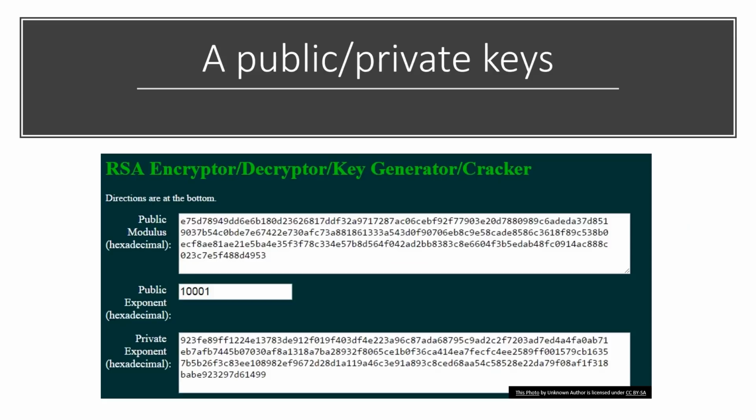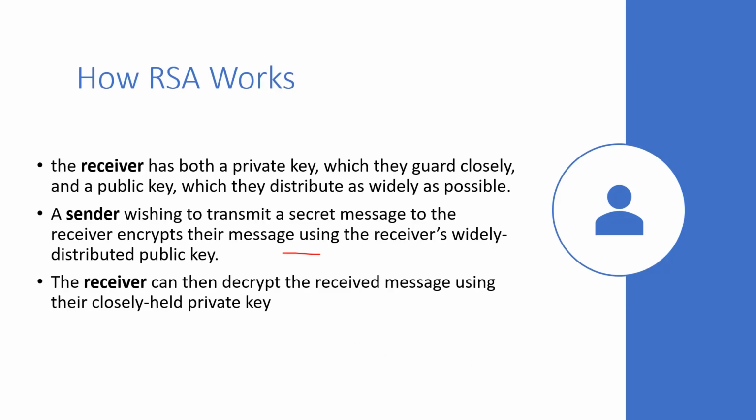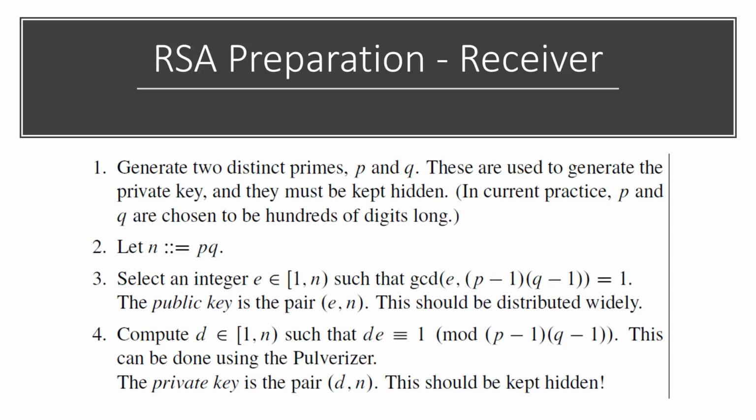Now, in practice, these keys are much, much larger, and you can see this is a very, very long key shown in hexadecimal notation. This is a public key and a private key here. And there are a number of programs that can generate these keys on demand. So how RSA works: the receiver has both a private key, which they guard closely, and a public key, which they distribute to anyone who wants to send a message to the receiver. A sender wishing to transmit a secret message to the receiver has to encrypt the message using the receiver's widely distributed public key. The receiver can then decrypt the received message using the closely held private key.